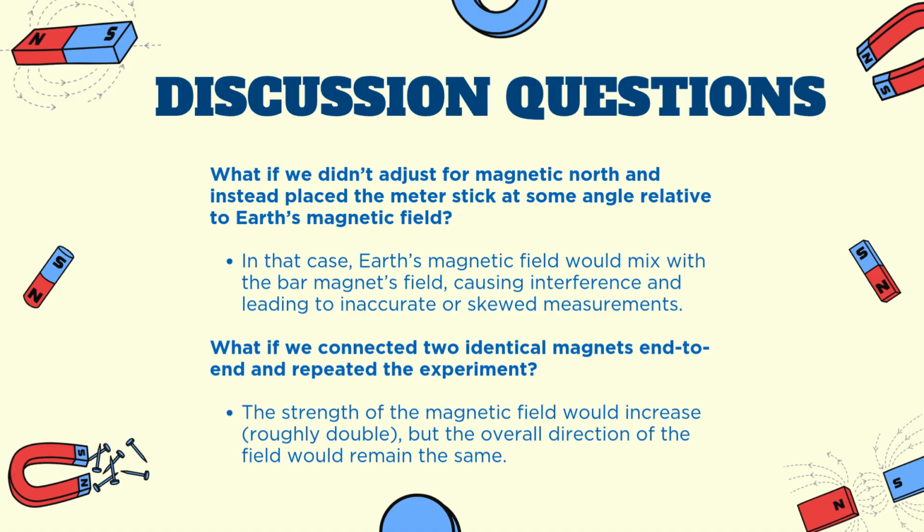And the second question was, what if we connected two identical magnets end to end and repeated the experiment? For this, the strength of the magnetic field would increase roughly double, I guess, but the overall direction of the field would remain the same.